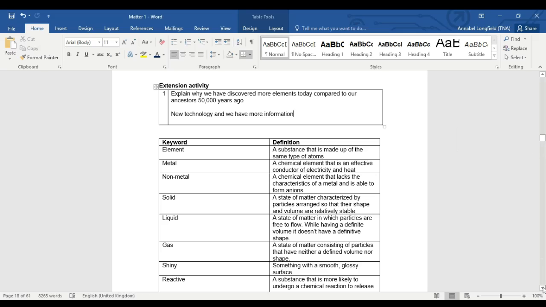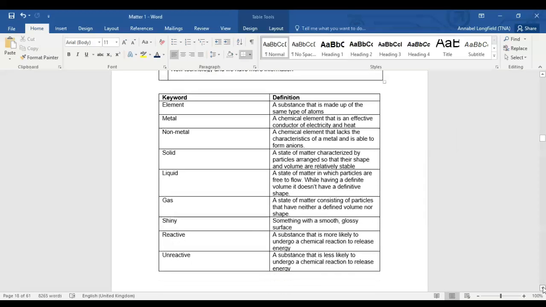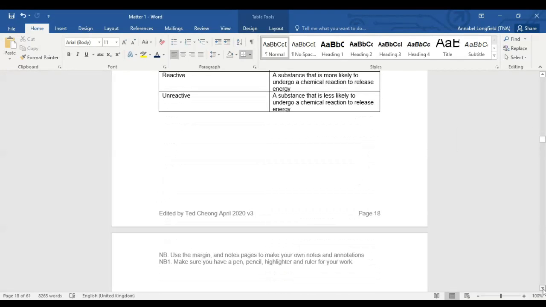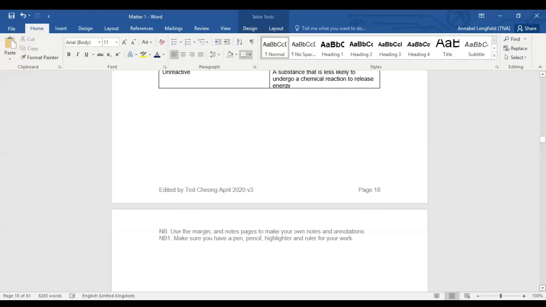Make sure that you have a look through your keyword definitions before the end of the lesson. And that is now the end of the lesson. Thank you.